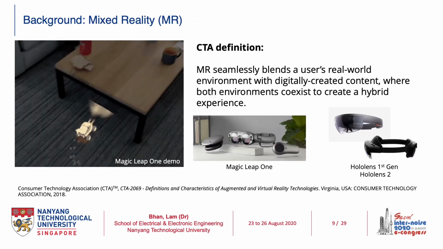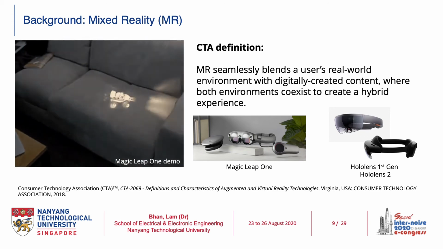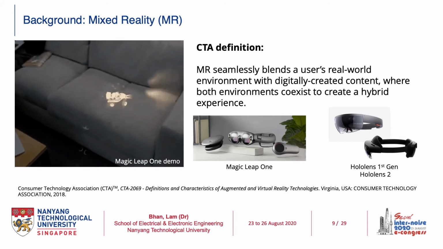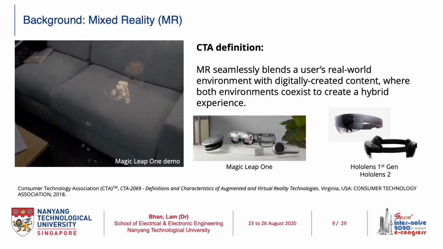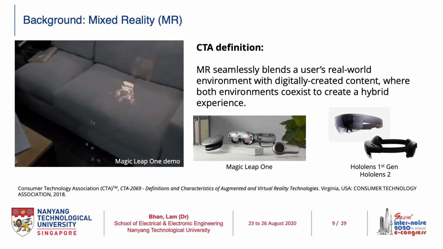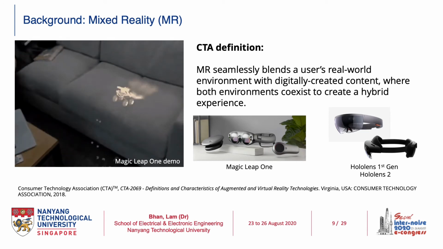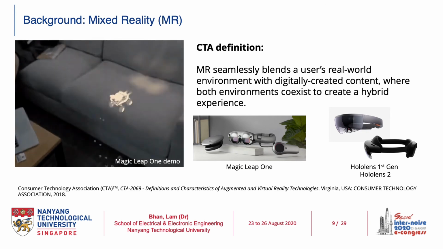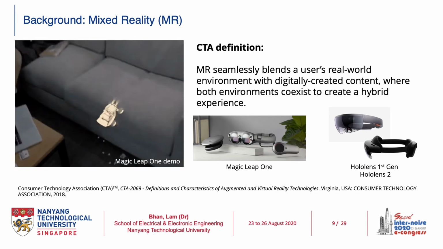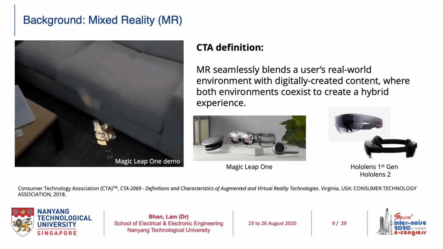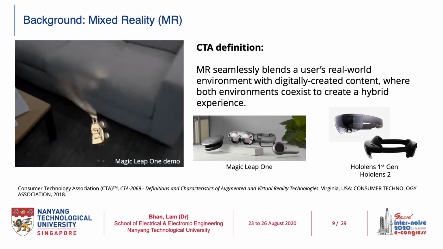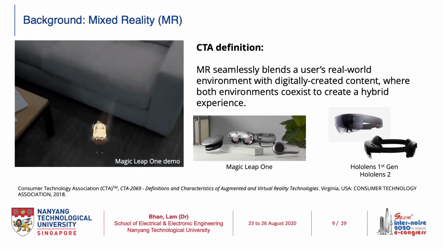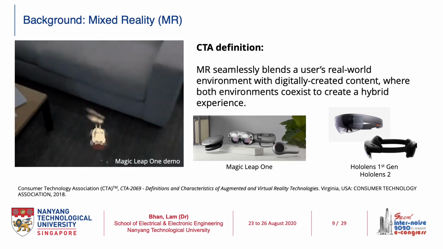This brings us to mixed reality, which is often used interchangeably with augmented reality. Mixed reality is defined as a technology that blends a user's real-world environment with digitally created content, where both environments coexist to create a hybrid experience. This includes occlusions and shadowing, as shown by the demo on the left. You can see that the car gets occluded as it travels under the table and you can climb up the sofa. So it interacts with real objects in real time. At the moment, there are perhaps only two well-known mixed reality head-mounted displays, the Magic Leap 1 and Microsoft's HoloLens and HoloLens 2.